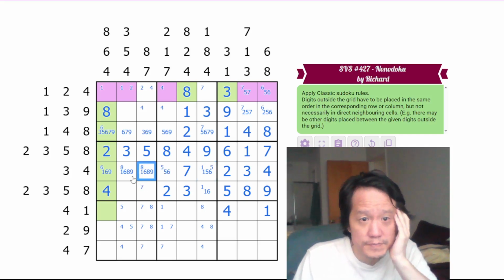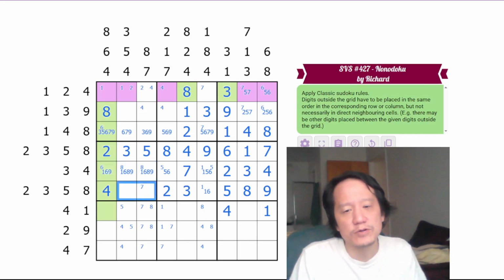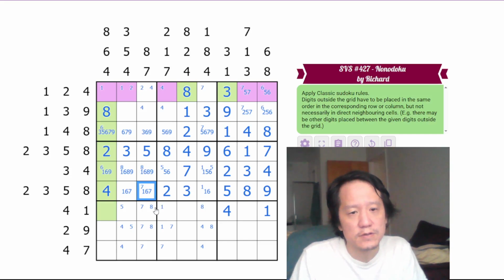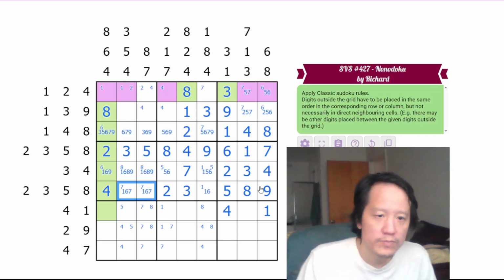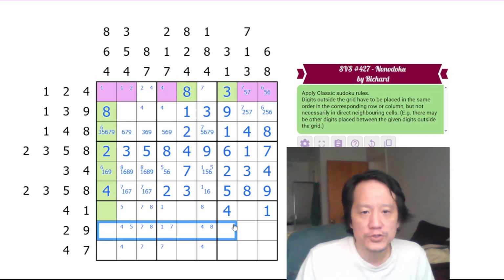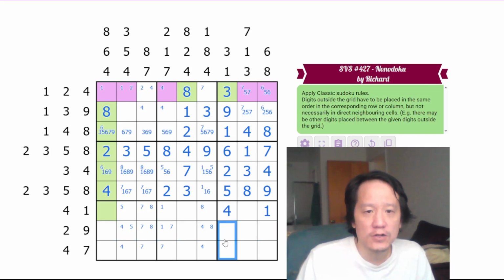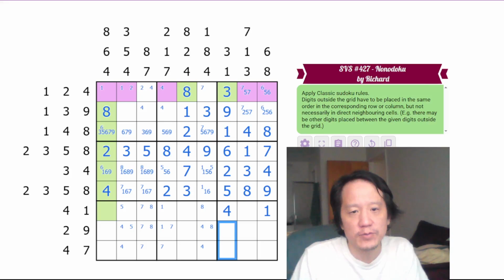8 could be here. Remaining digits in row 6 are 1, 6, and 7. So this could be 7, this could be 6. We know 7 has to be one of these two digits, 2 and 9. Okay, so remaining digits in column 7 have to be 7 and 8.